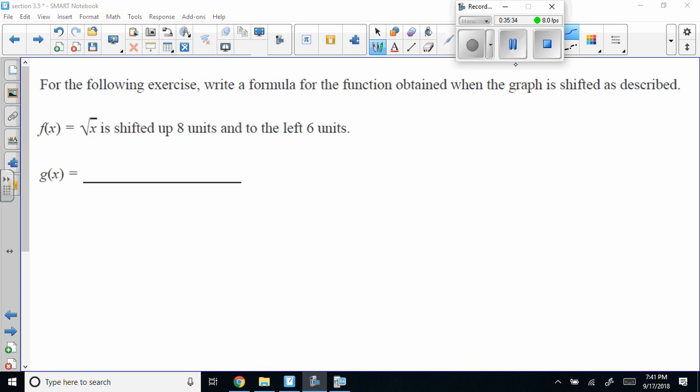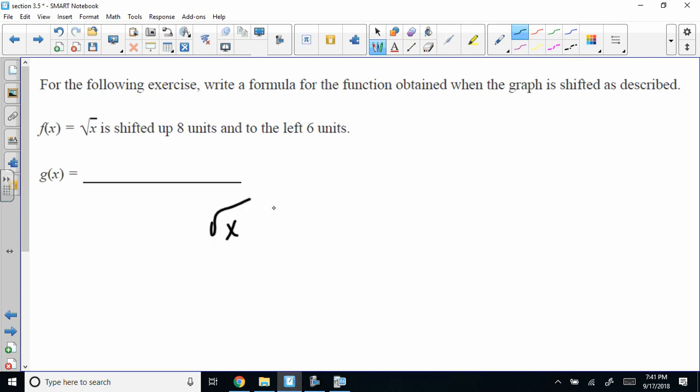Okay. Well, let's see. So square root of x to the left 6 would be plus 6, right? And then what? Plus 8, right? And sometimes people write it like this: 8 plus the square root of x plus 6.